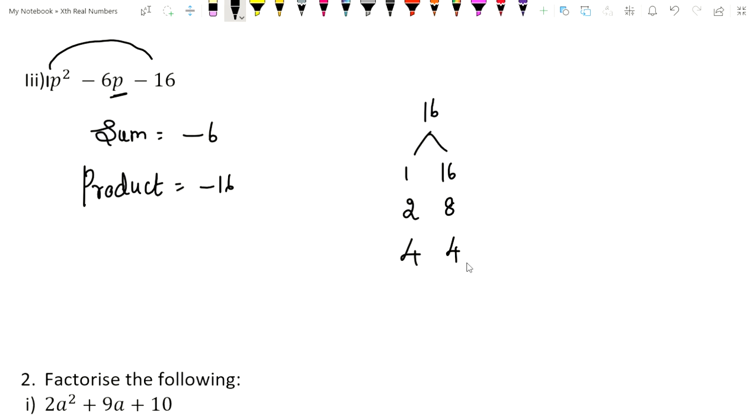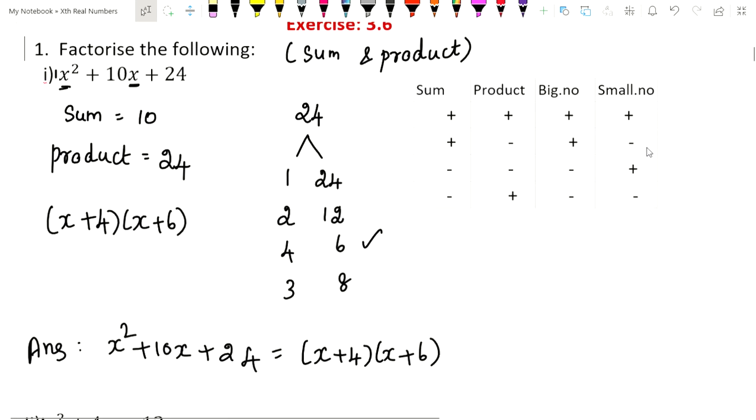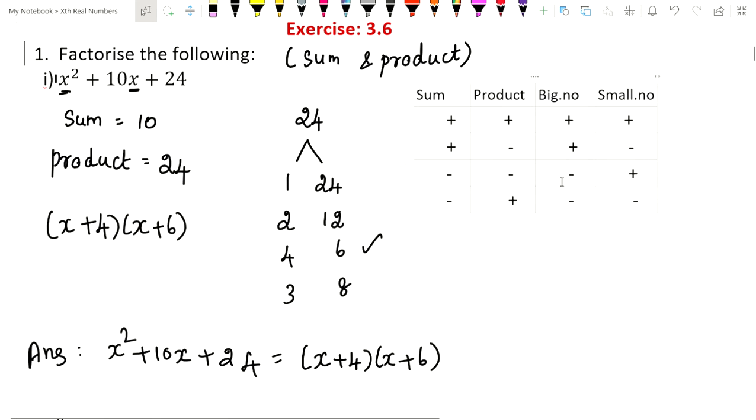After that, what do you want to do, children? We have to put the sign. But see here, sum is negative, product also negative. Okay, see the tabular column. Sum is negative, product also negative. So, bigger number negative, smaller number positive. Okay, here sum is negative, product is negative. So, bigger number negative, smaller number positive.